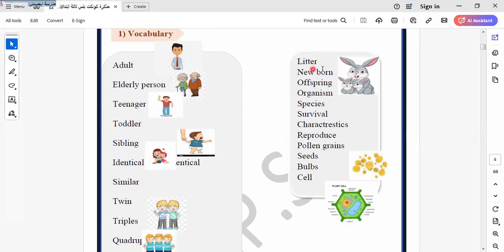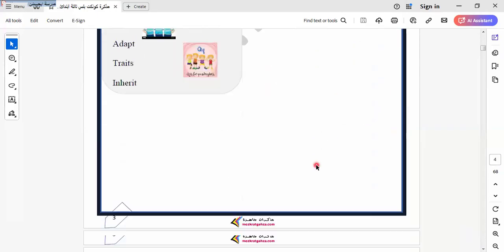We have here letter, newborn, offspring, organism, species, survival, characteristics, reproduce, pollen grains, seeds, bulbs, cell, and so on.